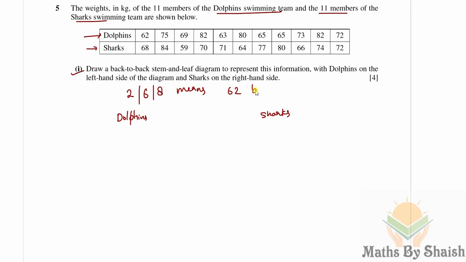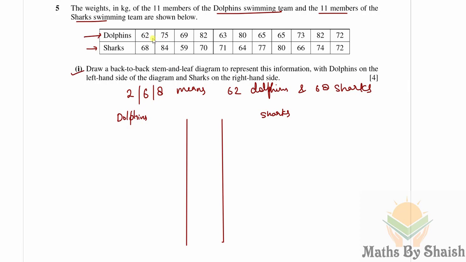So if I write 6 here, and here 2 and here 8, it means 62 for the dolphin swimming team and 68 for the shark swimming team. So it's 62 for a member from the dolphin swimming team and 68 for a member from the shark swimming team. I have just written it like that. Now we need to draw two vertical lines, where we'll be giving the entries for this key.